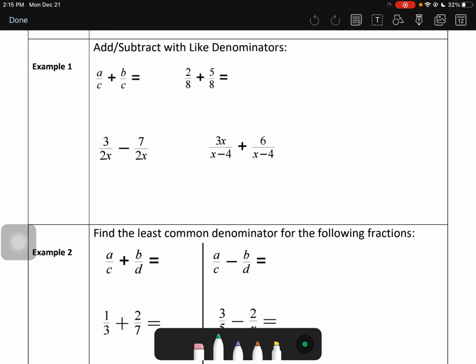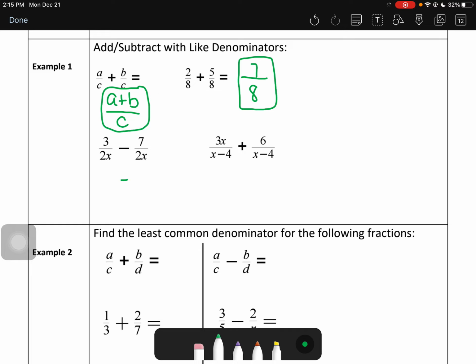So if we have 2 over 8 plus 5 over 8, remember we add or subtract the numerators and the denominator stays the same. And then we simplify if we can. That will be the same if we have variables. We add or subtract the numerators, the denominator stays the same.